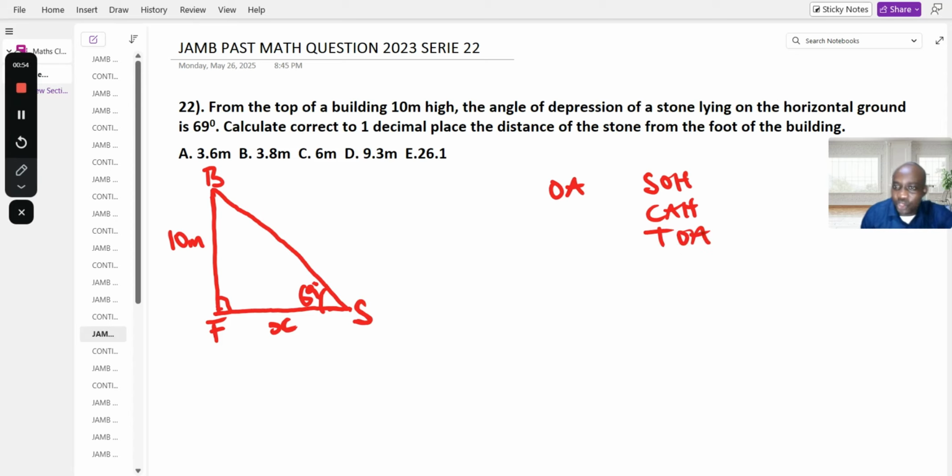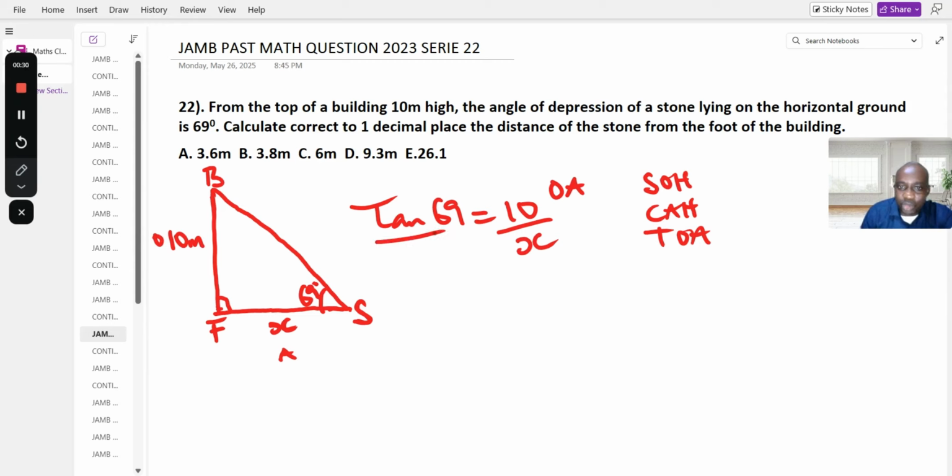So TOA is opposite and adjacent, what you are looking for. You are going to call it tan 69. The question has given us the angle already, over what is our opposite? 10. What is our adjacent here? A adjacent, O opposite. Our adjacent is 8. That's what we are looking for.